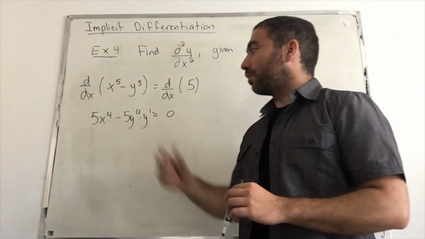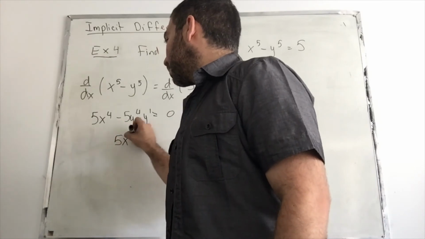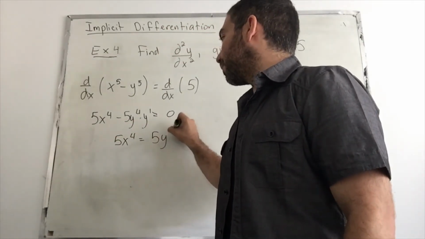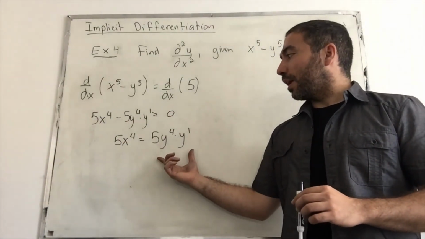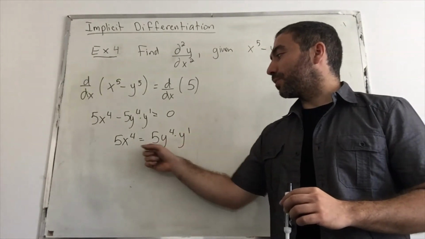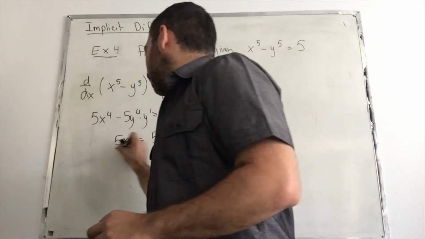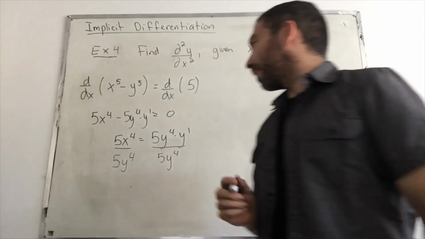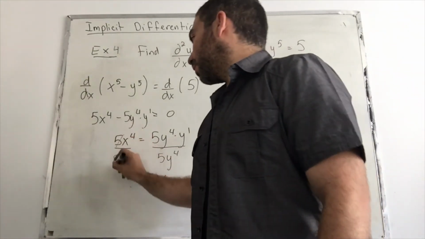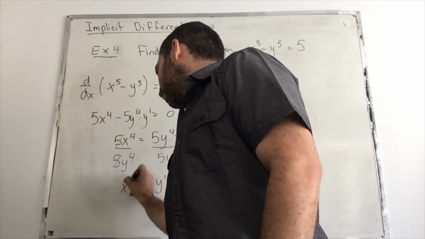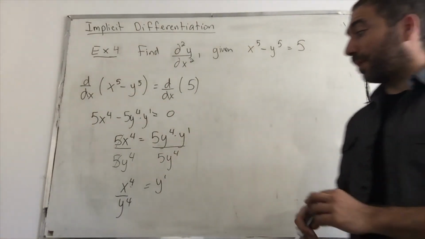And since we're deriving y, a y prime appears. Now our goal is to find the y prime, so we'll move this over, leaving us with 5x to the 4 equals positive 5y to the 4 times y prime. I moved this whole term over. Next, isolating the y prime, we're just going to divide both sides by 5y to the 4. This gives us y prime is equal to, the 5's cancel, leaving us with x to the 4 over y to the 4. So that's the first part. We found the first derivative.